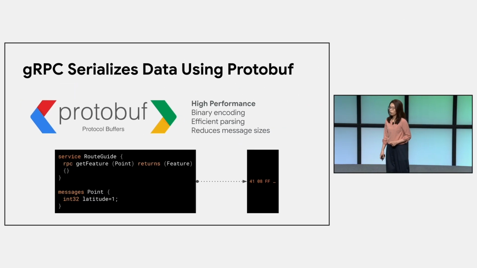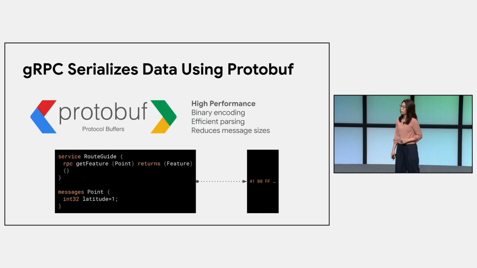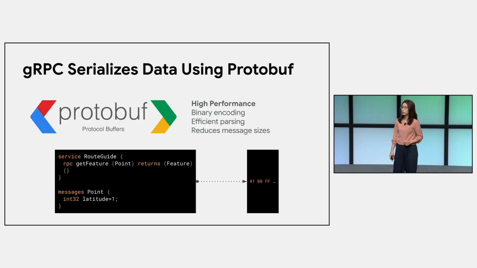A key design choice of gRPC is using protobuf as its IDL to structure the service messages. Protobuf's use of a binary encoding format results in smaller message sizes and highly efficient parsing. This directly benefits gRPC's high performance and high flexibility compared to other RPC frameworks.